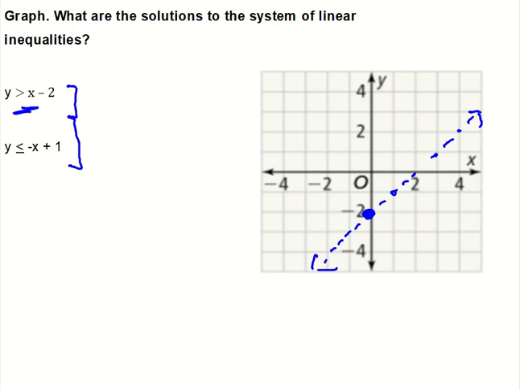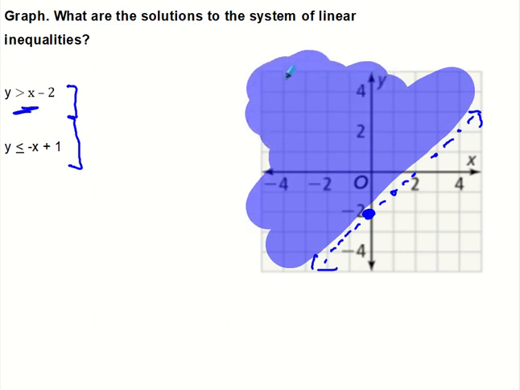I also have to do my shading on the same graph as well. Well, y is greater than, which means I'm going to shade above the line. So that's all the solutions to this particular inequality. I'll do the next one in red. So now in red, on the second inequality, I'm going to do y is less than or equal to -x plus 1.